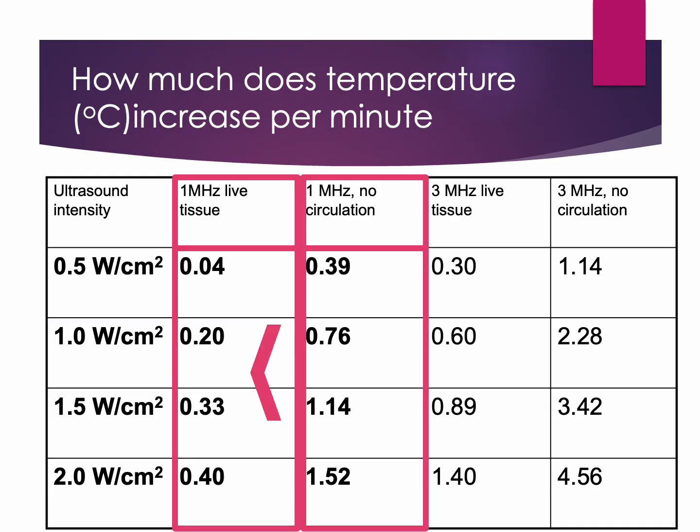One last consideration is the impact of poor circulation on tissue temperature. As you can see, if someone has poor circulation, their tissue temperature increases rapidly. So you need to know about your patient's health and potential conditions that could lead to poor circulation.